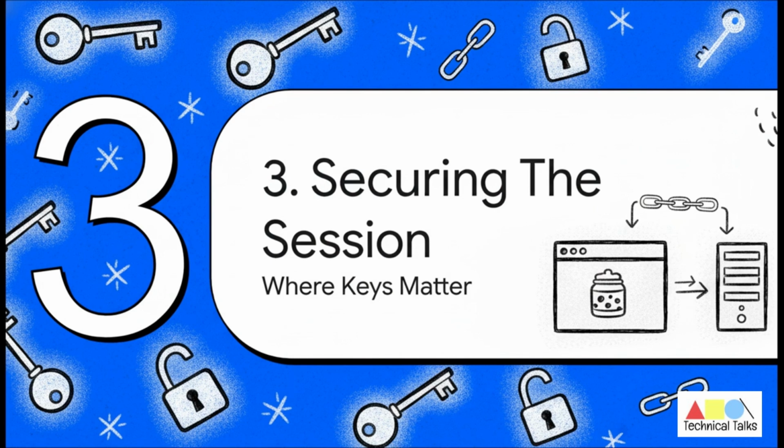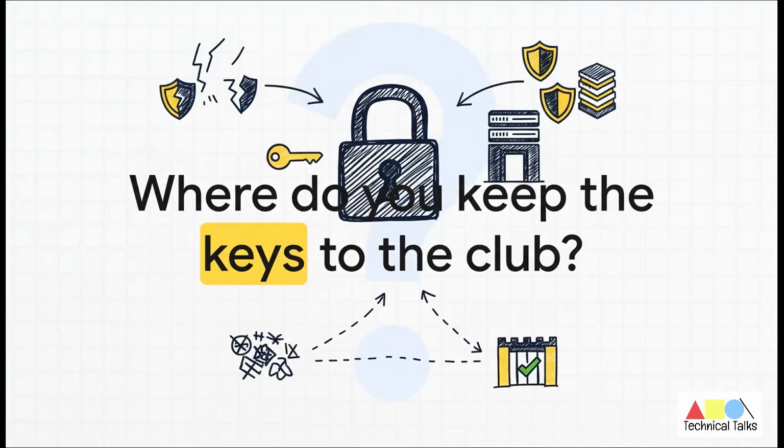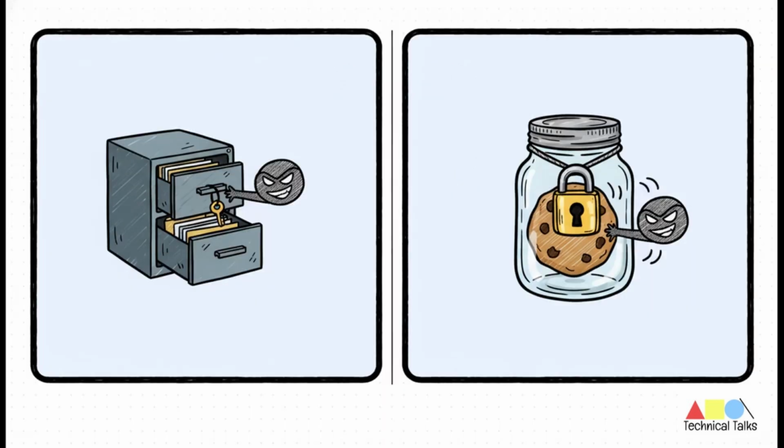Okay, so the user's in. They're past the bouncer. But now, where do you keep their pass? That little token that proves who they are has to be stored somewhere in the browser. Otherwise, they'd have to log in again every single time they refresh the page. And this leads to a really critical security decision. So where do you keep the keys to the club? There are really two main answers here. And believe me, the choice you make has huge implications for how vulnerable your app is going to be to certain types of attacks. So your two main options are the browser's local storage or using cookies.